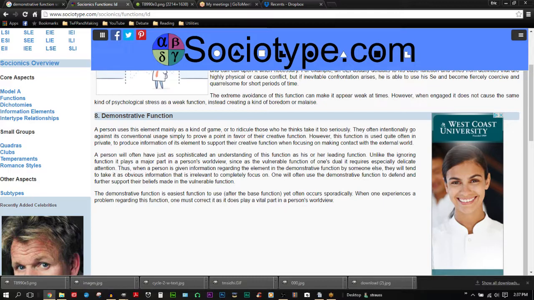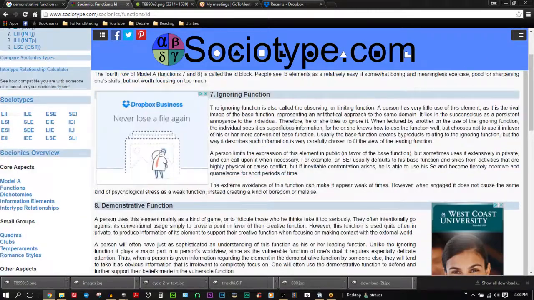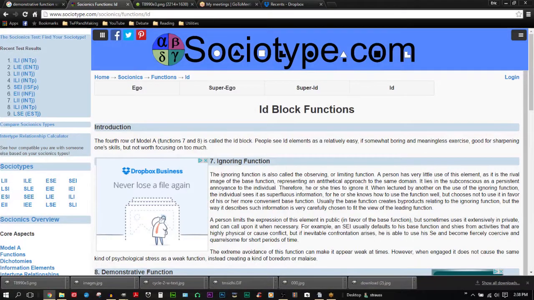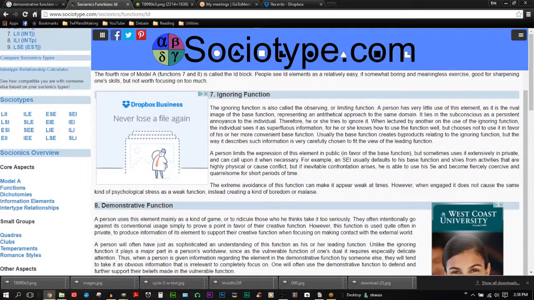The demonstrative function is the easiest function to use after the base function, yet often occurs sporadically. When one experiences a problem regarding this function, one must correct it. What's the vulnerable function? Okay, the vulnerable function is, I believe, SI for me and FE for you. Right. So it's just an inferior function. Yeah, the inferior one. And I would use NI to support claims made by my FE. You would use NI to support claims made by your FE, correct.